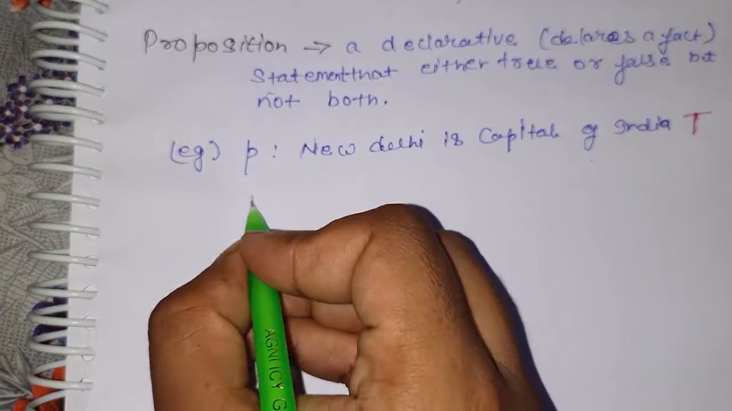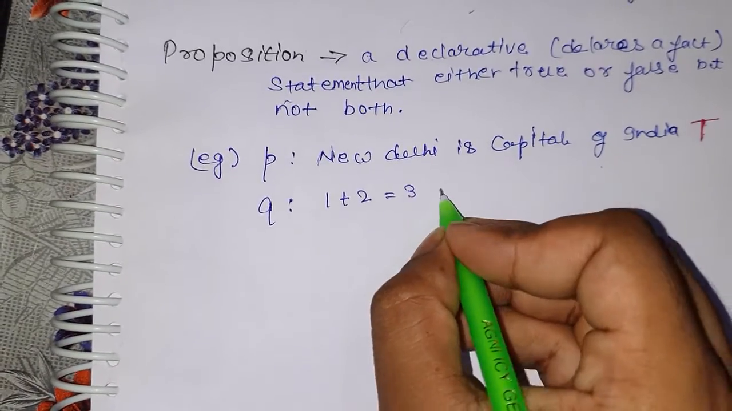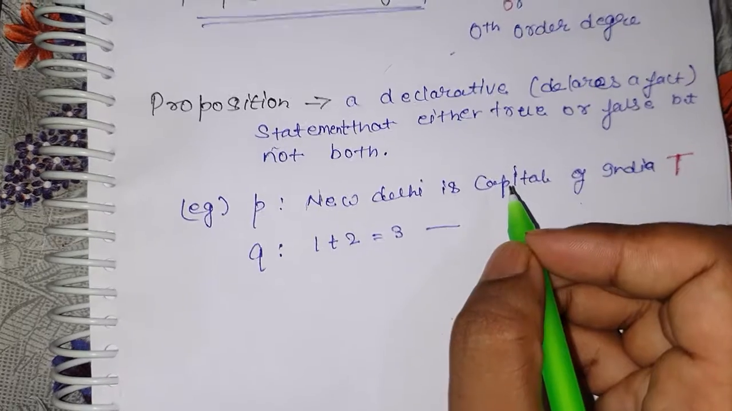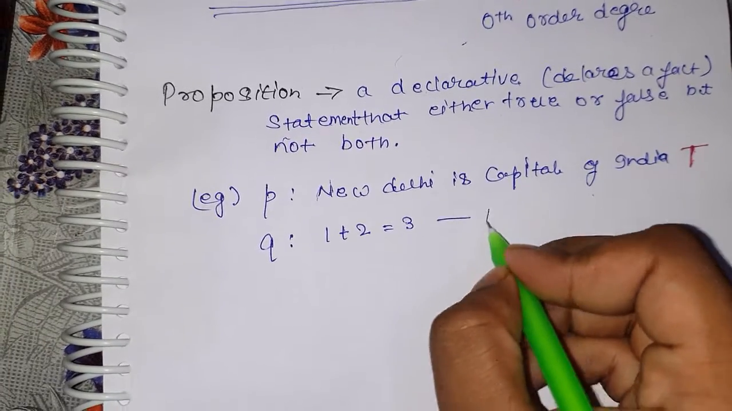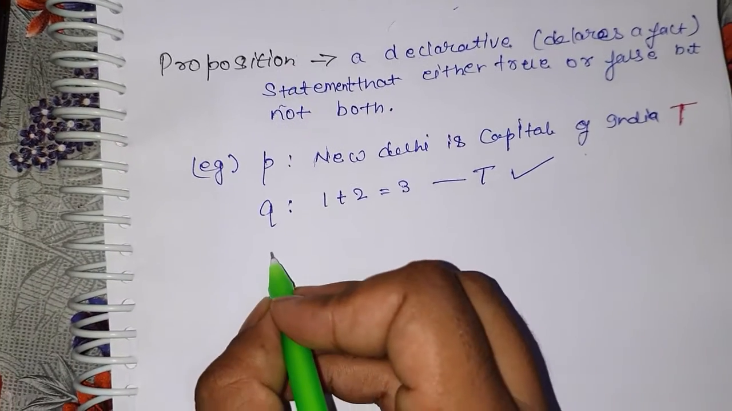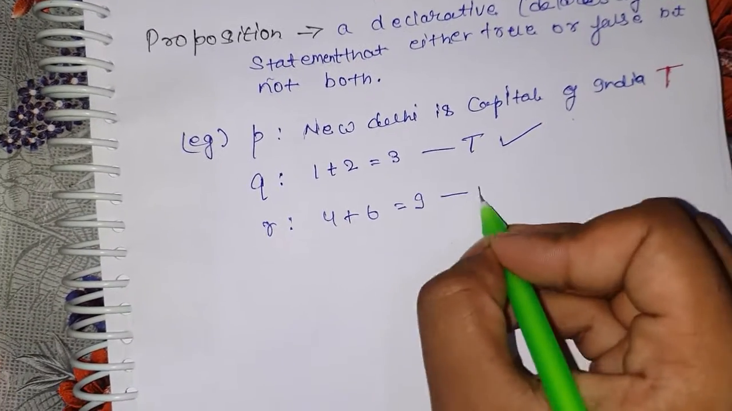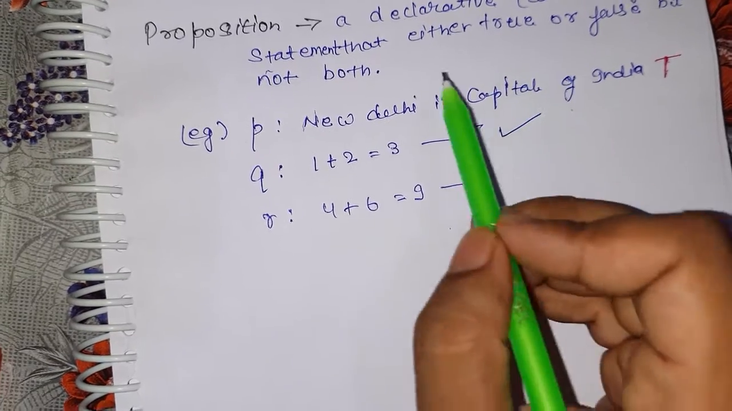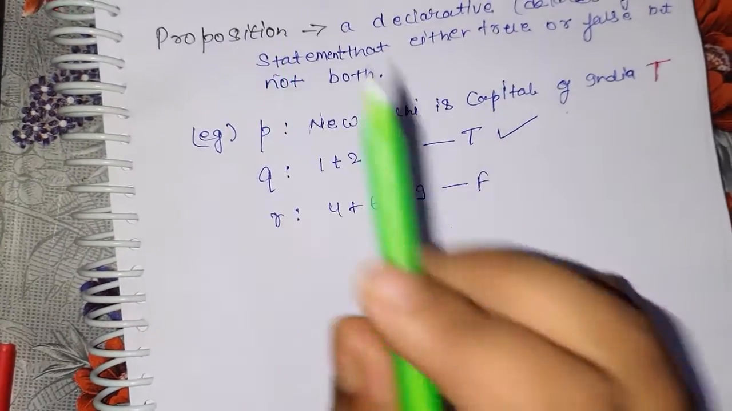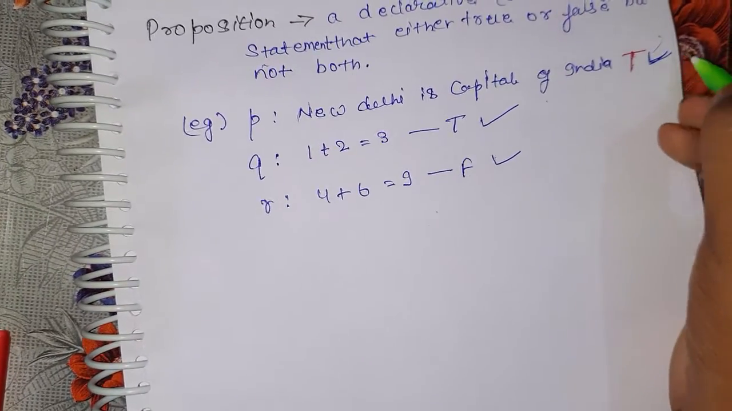Our second statement is 1 plus 2 is equal to 3, which is true. That's why it is also a proposition. Let's take another example: 4 plus 6 is equal to 9. This is false, but I have already told you that if the statement is either true or false, in both cases the statement is a proposition. So this is also a proposition, and this one is also a proposition.